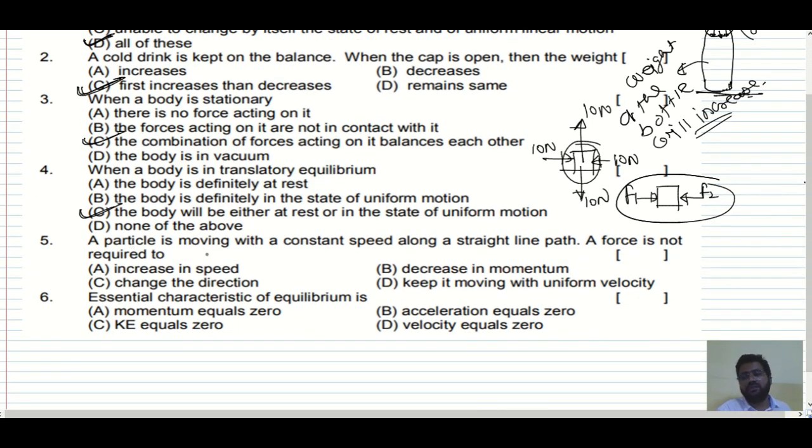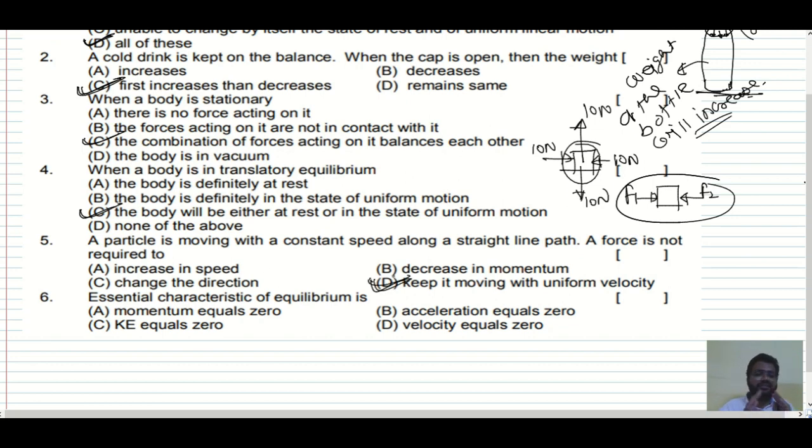Now the fifth one: a particle is moving with constant speed along a straight line path. A force is not required to... See, now a particle is moving with constant speed, right? Now force is not required to maintain its speed, isn't it? To decrease the momentum, it will require force. To increase the speed, it will require force. To change the direction, it will require force. To keep it moving with uniform velocity, it is not required.